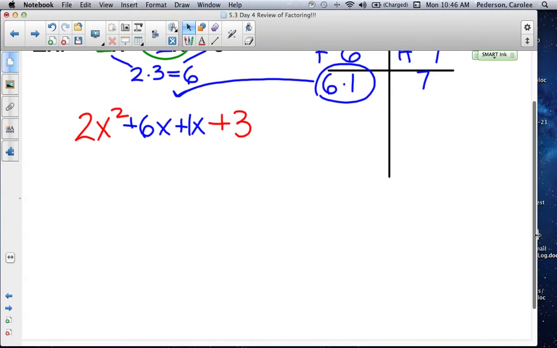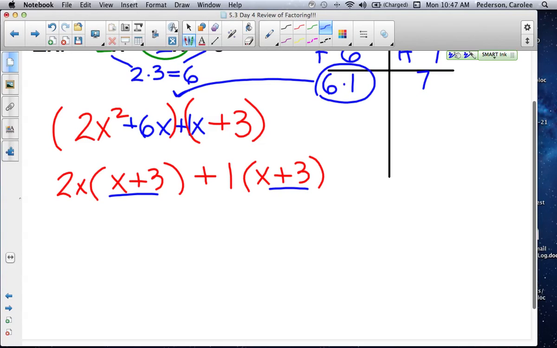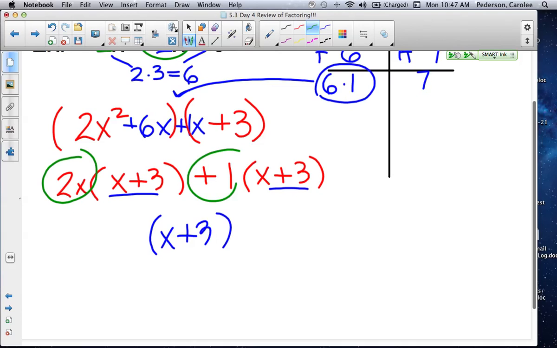So I'm going to group the first two and the last two. So my GCF of the first group is 2x. I'm left with x plus 3. In the second group, I can factor out a 1. I'm left with x plus 3. So my GCF of this is the parentheses x plus 3. Remember, both of those have to be the same. So my GCF is x plus 3. What I'm left with when I take those out is the 2x plus 1.